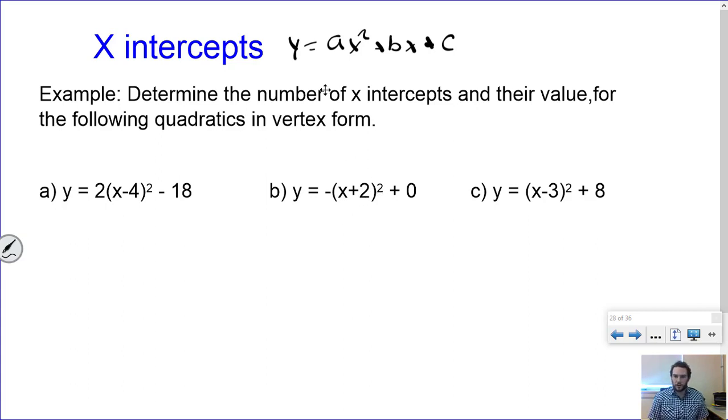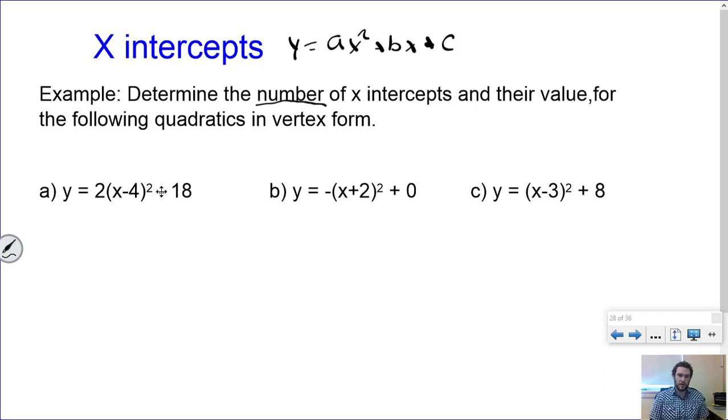Now, there's a little shortcut. What I want you to do is first determine the number of X-intercepts before actually trying to find them, because it may turn out that you don't have any X-intercepts, and you don't want to go through the work of trying to find X-intercepts if they don't exist. So how are we going to do that? Well, we have to think about this for a second.